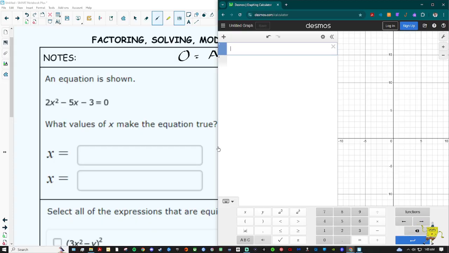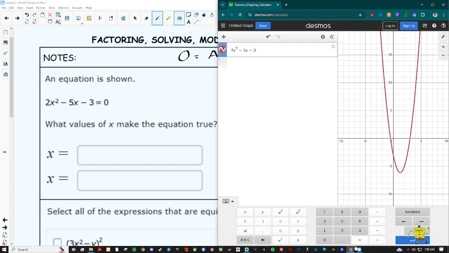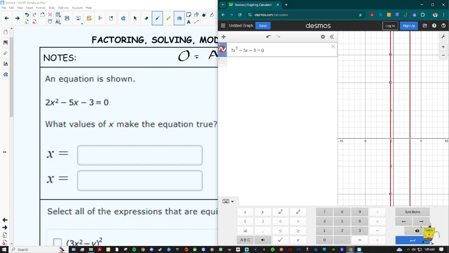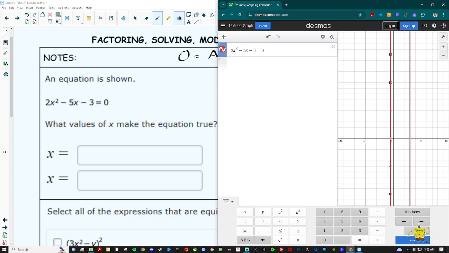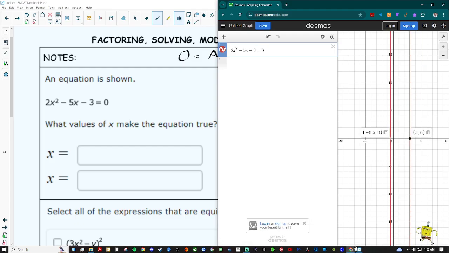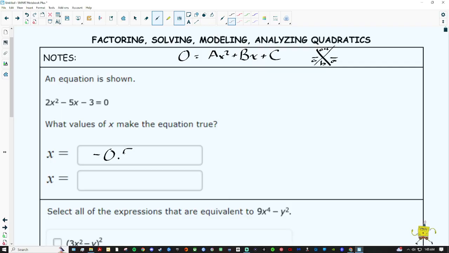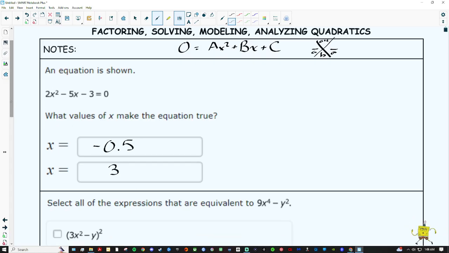Watch what happens when I type this in. 2x squared minus 5x minus 3 equals 0. Okay, so here's my quadratic. Without the equals, I see my quadratic. With the 0, it still works. You're looking for our intercepts, where our lines cross the x-axis. So here's our answer: negative 0.5 and 3. Okay, we can get away with doing this on almost every single problem.